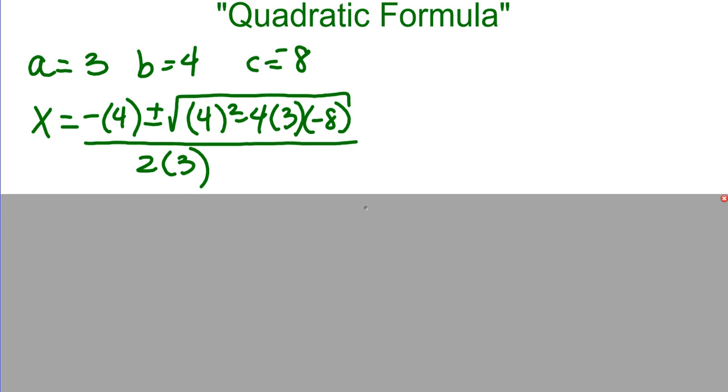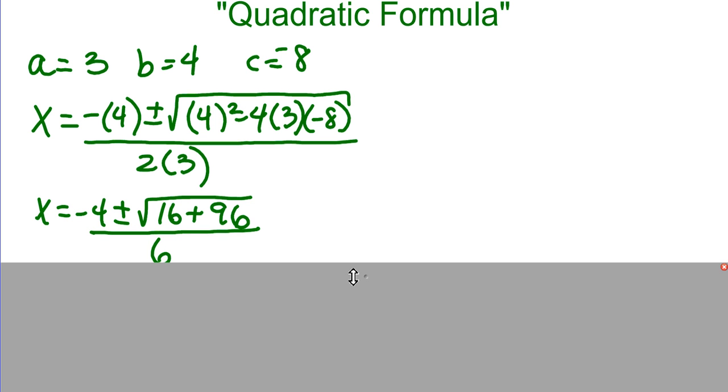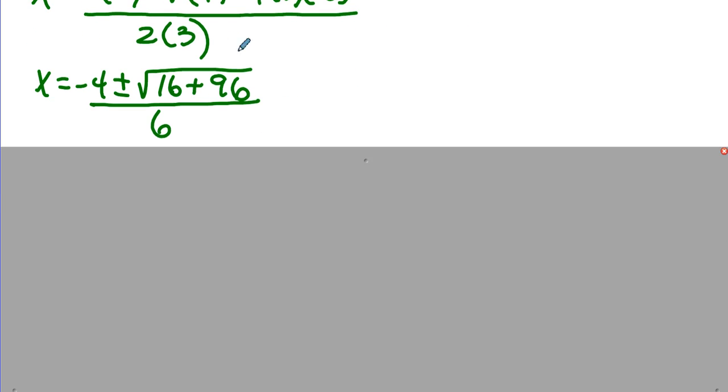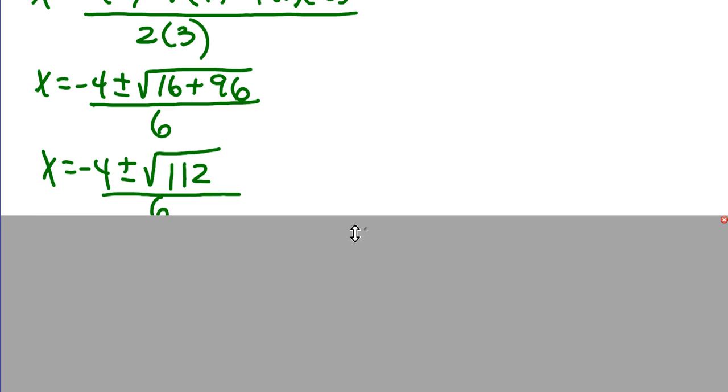So going from the left there, the opposite of 4, that would be a negative 4. On the denominator, 2 times 3, that would be 6. Let's focus under the radical next. 4 squared, 4 times 4 is 16. Negative times a positive is going to be a negative, and 4 times 3 is 12. So we have a negative 12 times a negative 8. Well, that will become a positive, and that's going to be a 96. So writing in those simplified pieces brings us to here. We still have some simplifying under the radical to do. 16 and 96, well, that gives us a value of 112.